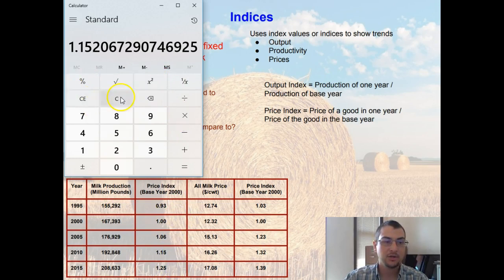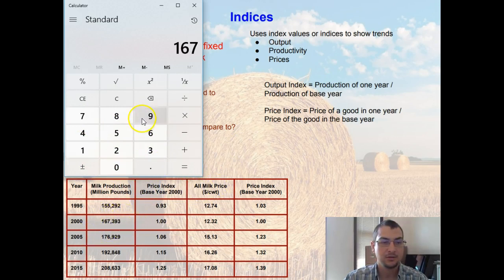So I mentioned earlier that the index of the base year is always equal to 1. Why is that? If we're comparing that year to itself, we take the same formula: the milk production from 2000 divided by the milk production from the base year, which is 2000. It's always going to equal 1. We're just taking the number and dividing it by itself. Simple math. So that base year is always going to be equal to 1.